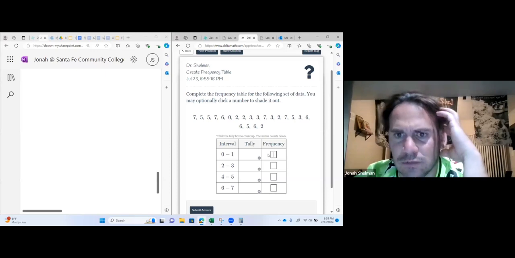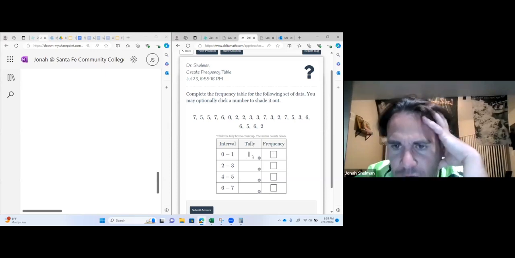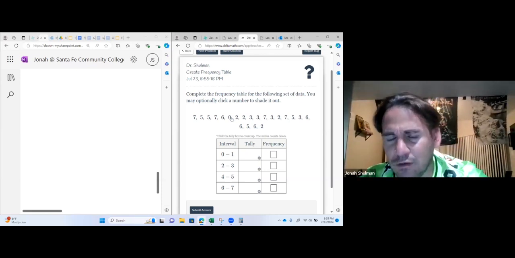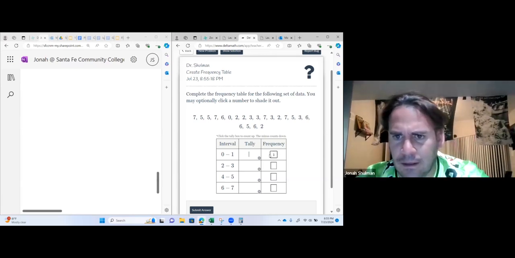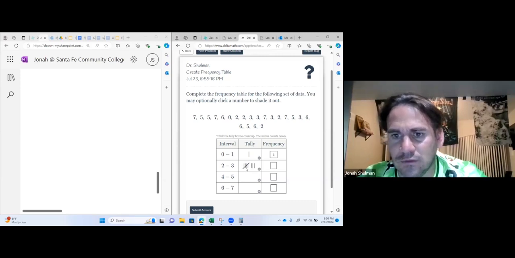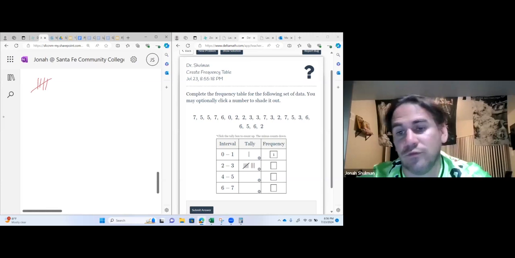I'm just going to put them in. It says click the tally box. Oh, that's what they want us to do. Okay, so that's how they want us to do it. How many from 0 to 1 we have? This is why I always put them in order first. There's only one here. How many 2s to 3s? We have 1, 2, 3, 4, 5, 6, 7, 8. At 5, you do the cross, so you don't get confused.